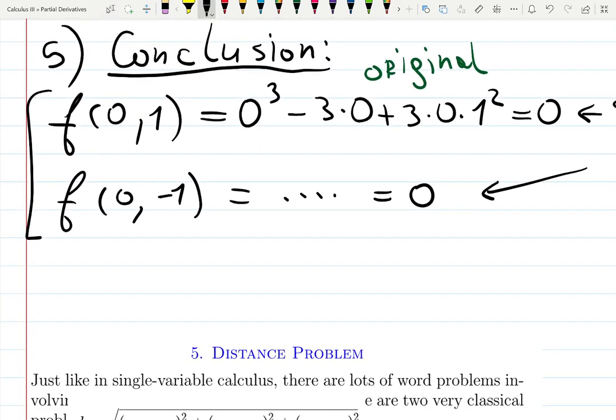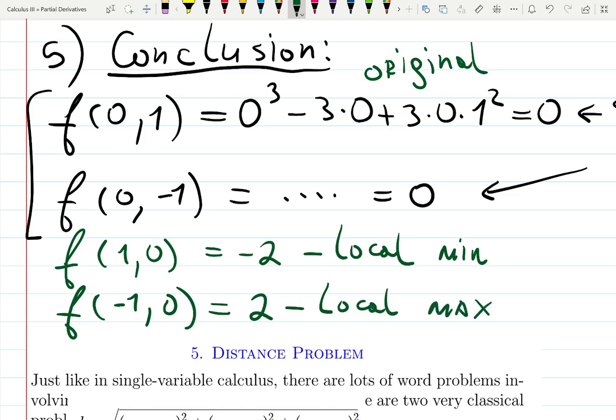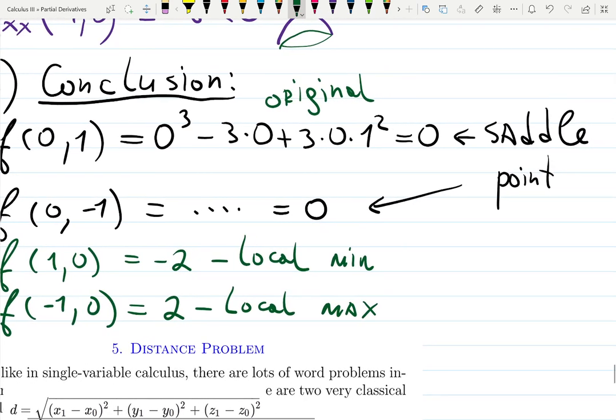Here it is. I will change the color to green. F at 1, 0. If you plug into the original, you will get -2, and it is a minimum. Local 3D minimum. Always remember it's in 3D now, not in 2D anymore. Not a parabola kind of thing. It's a paraboloid. And F at -1, 0. If you plug into the original function, it gives you 2, and indeed it is a local maximum. So two saddle points, local minimum and local maximum.